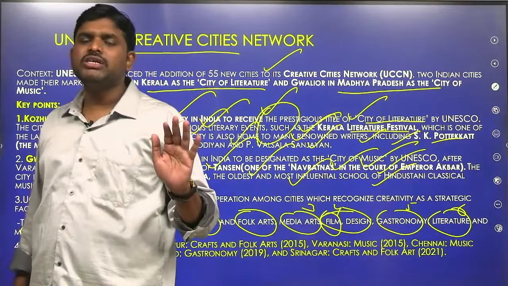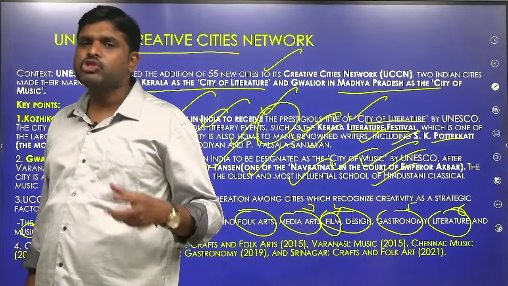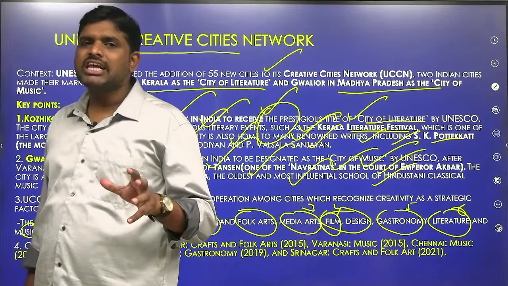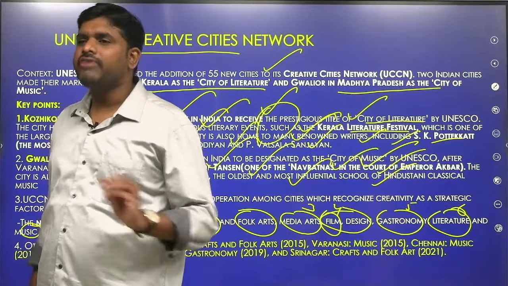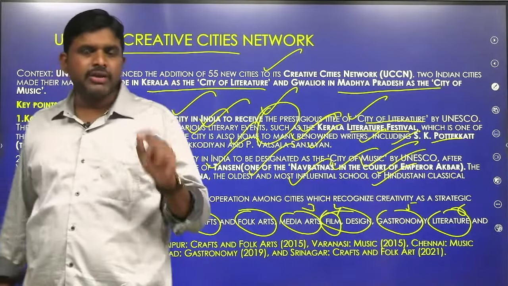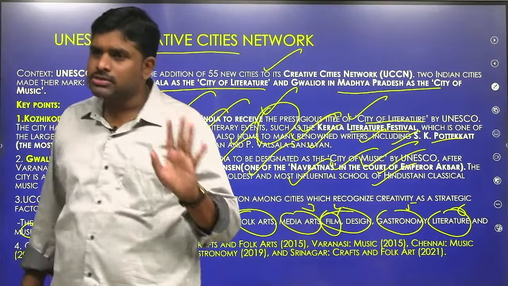Hindustani classical music is in North India, Carnatic music in South India. Hindustani classical music is influenced by Persian. Carnatic music is called the indigenous music of India. So, 2 cities were identified. One is Kozhikode, the other is Gwalior.